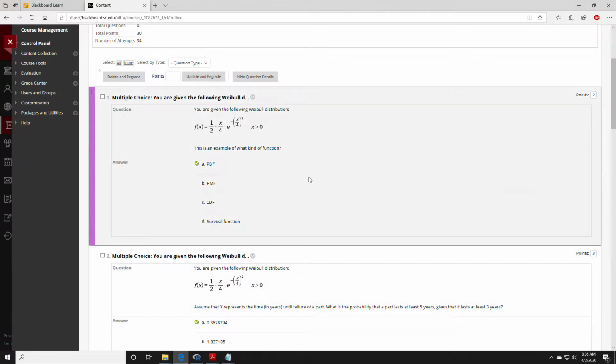So these may be in a different order than you received them, but the first one we are given the following Weibull distribution, and this is an example of what kind of function. So immediately we should hopefully know that the Weibull distribution is a continuous distribution, so we can rule out a probability mass function, but of course we can also look at the support and see it's an interval, so again we can rule this out.